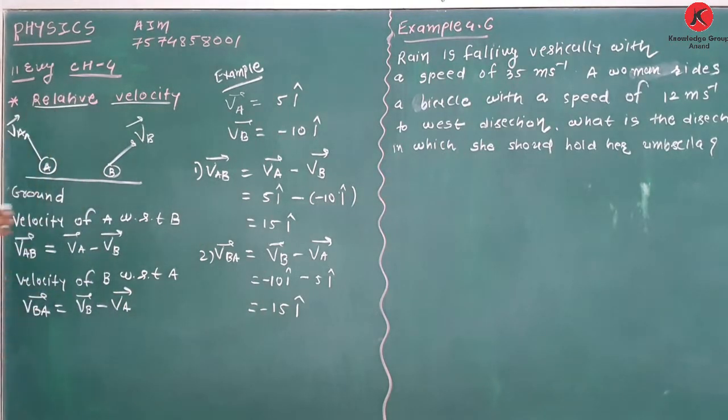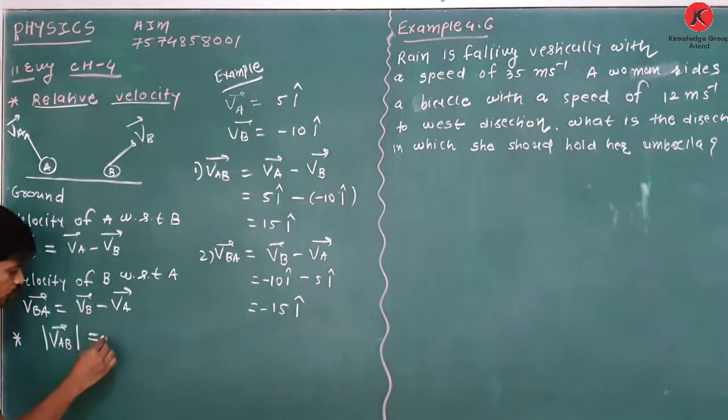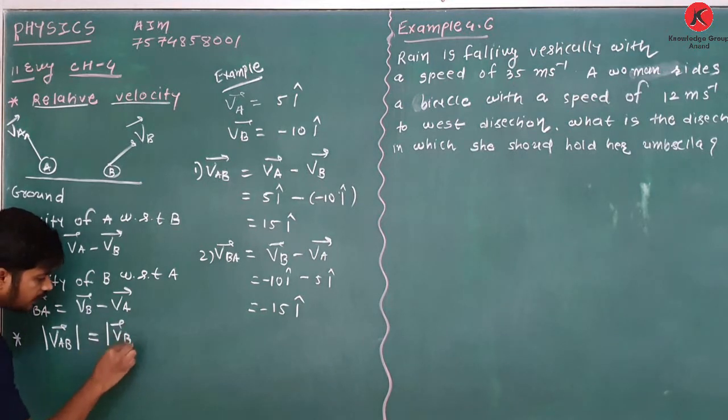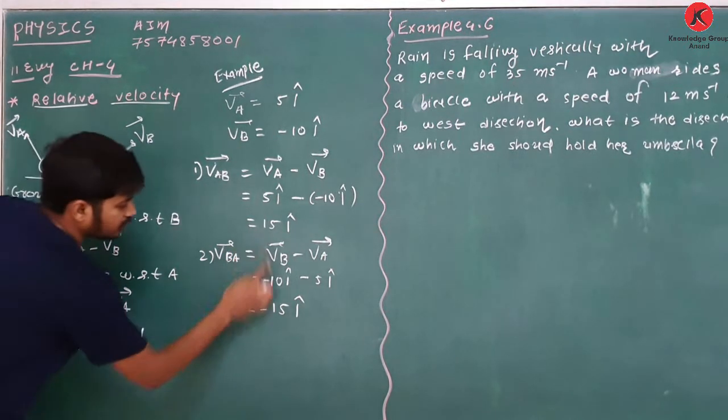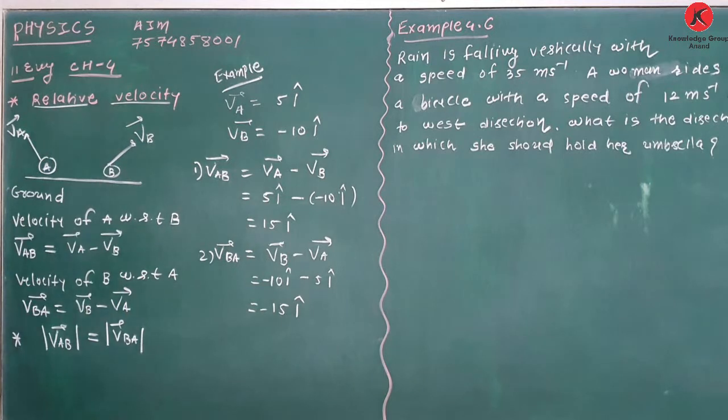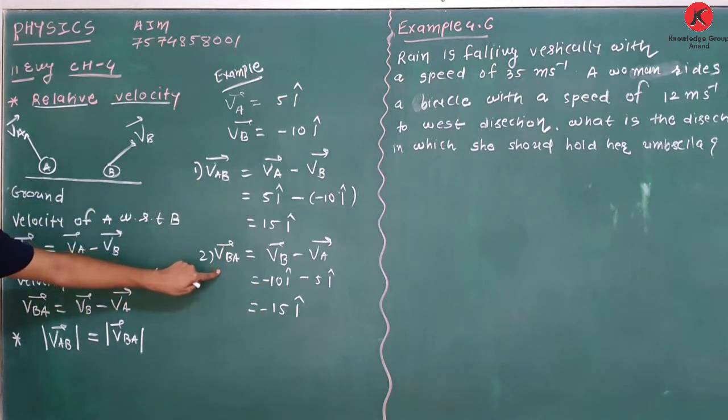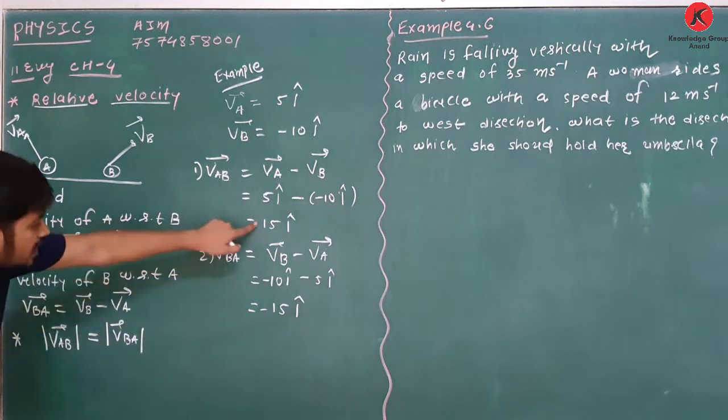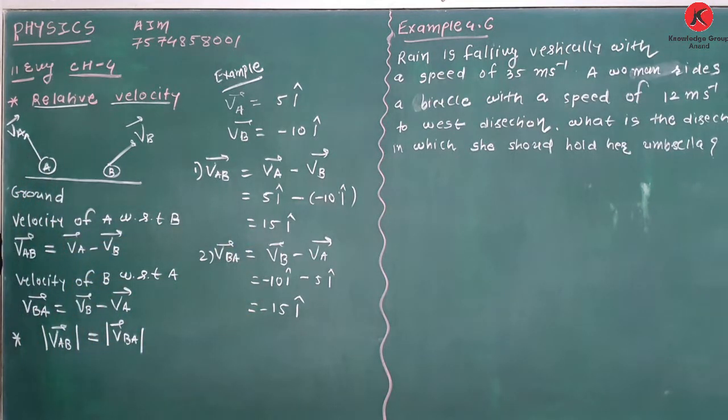Magnitudes are the same, so we can write like this: mod of VAB is equal to mod of VBA. See, their magnitudes are the same, 15 and 15. Yes or no? Yes, it is. But VAB and VBA vectors, they are not the same because the direction is opposite. Clear about this?